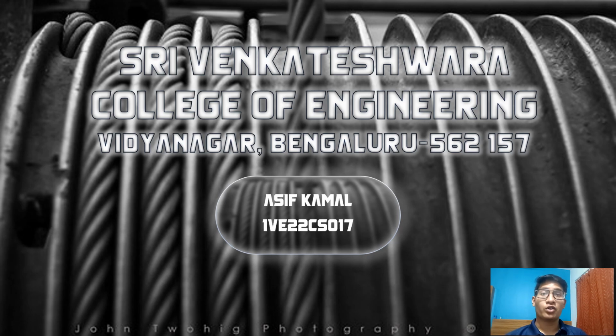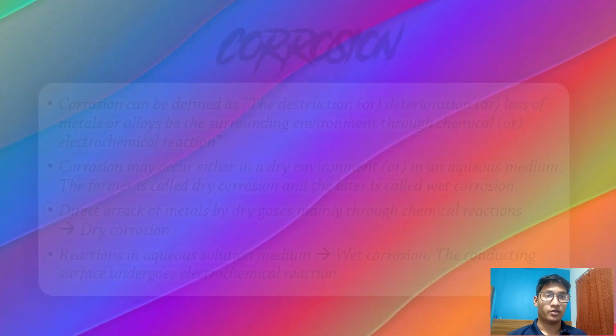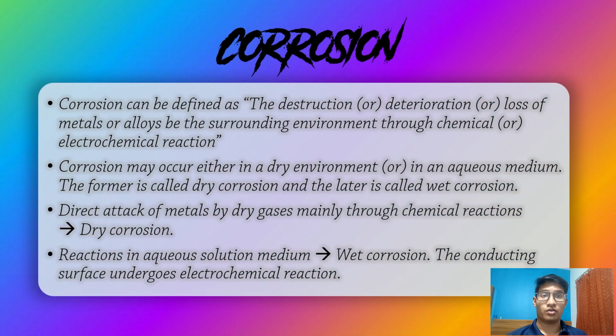In this video we are going to talk about corrosion. Let's start. First, let's discuss the topics: corrosion, types of corrosion, differential metal corrosion, differential aeration corrosion, pitting corrosion, waterline corrosion, and how to prevent them, like protection coating and sacrificial method and impressed current method. Let's start. First, what is corrosion?